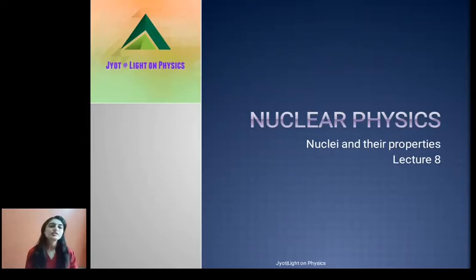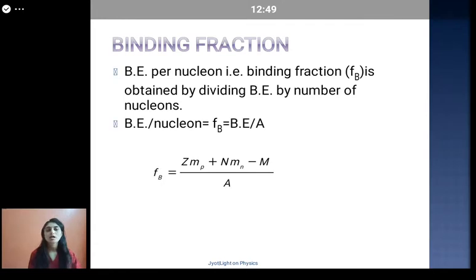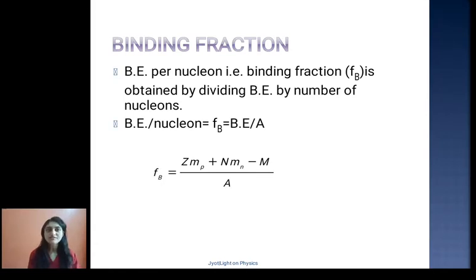Hello everybody. So this is the 8th lecture of nuclear physics. Let's talk about binding fraction. Binding energy per nucleon is called binding fraction. That means binding energy divided by the number of nucleons is the binding fraction. So binding energy per nucleon, the binding fraction, is denoted by Fb, F suffix B.